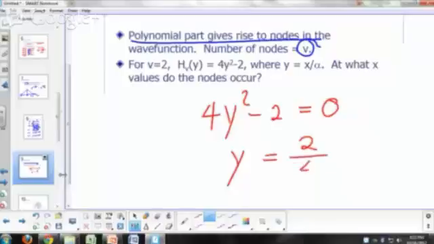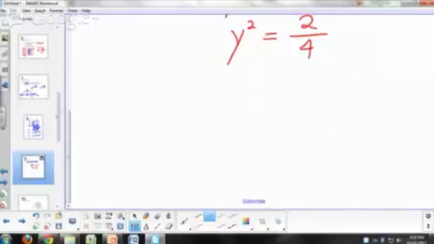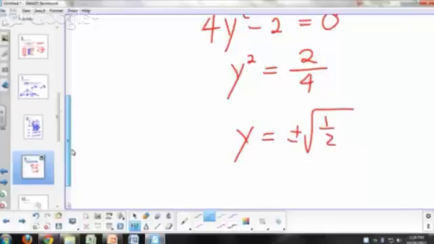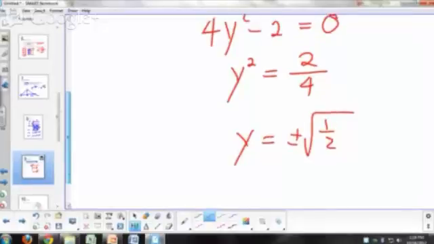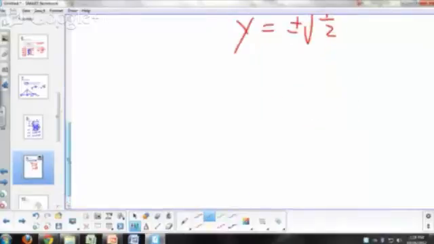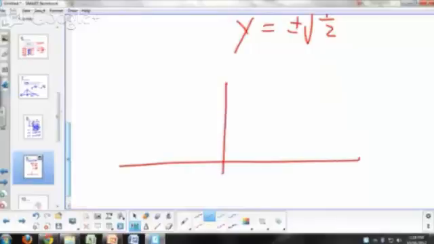2 over 4. Y squared is 2 over 4. So that would be 1, plus or minus square root of 1/2, right? So if I were to sketch the wave function for this, what would it look like? I were to sketch psi versus x. And let's sketch it versus y.